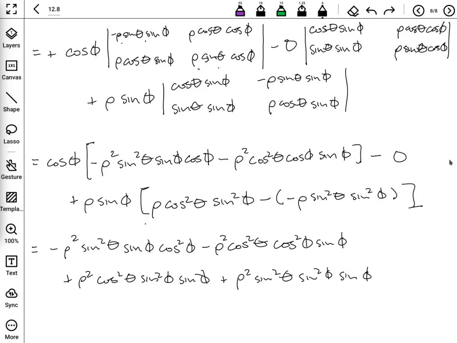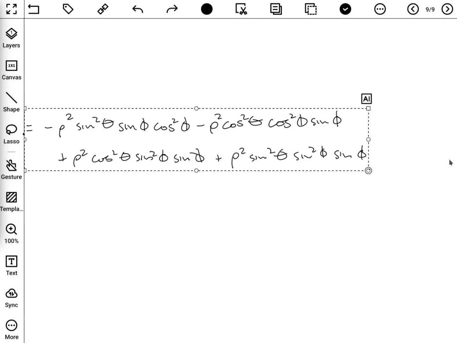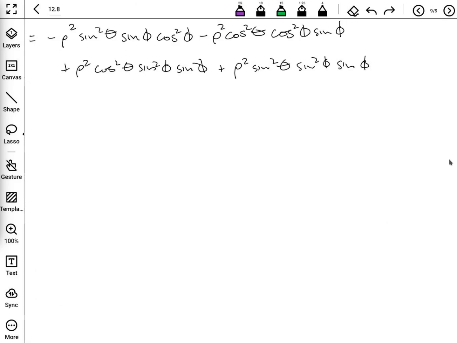All right. I'm getting close to the bottom of this page, so I'm going to copy paste it to the next, and I will just leave it there so that we can see it. And then let's start pulling out all the like terms that I can. So I've got a rho squared in every term, so I'm going to pull that out. I've also got a sine phi in every term, so I'll pull that out.